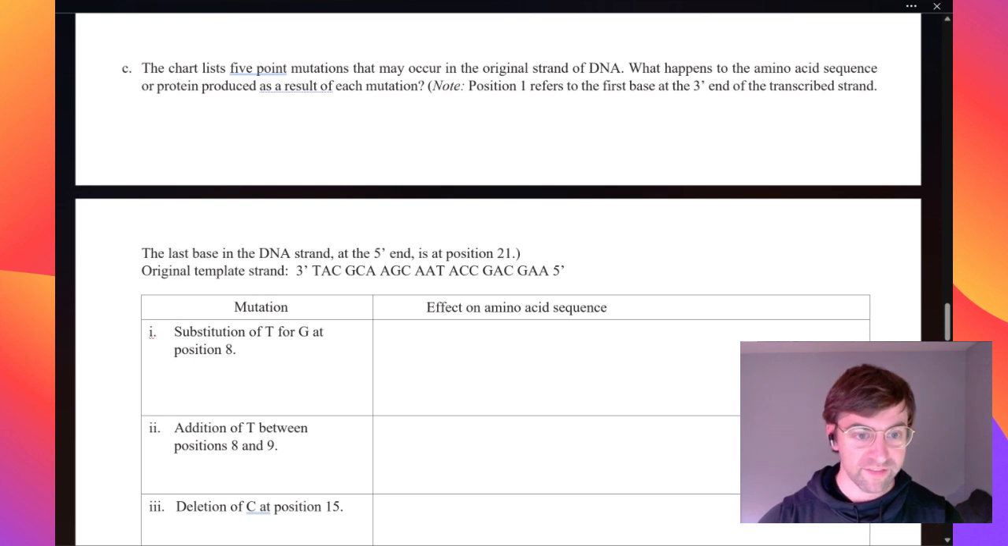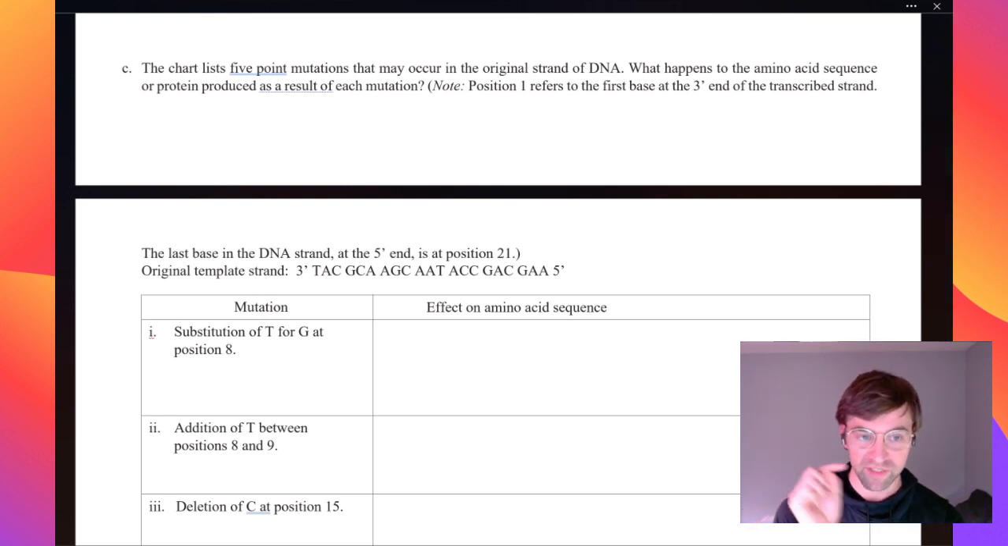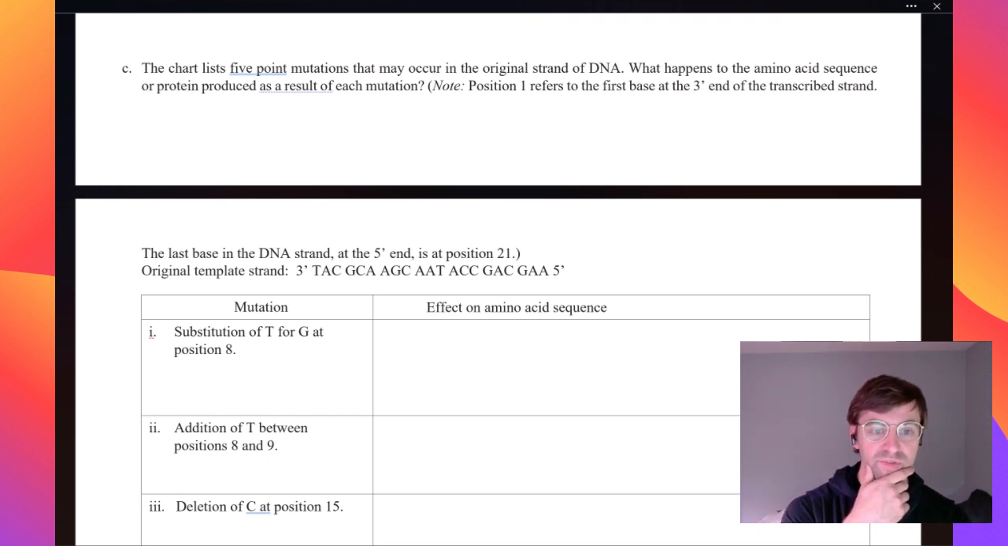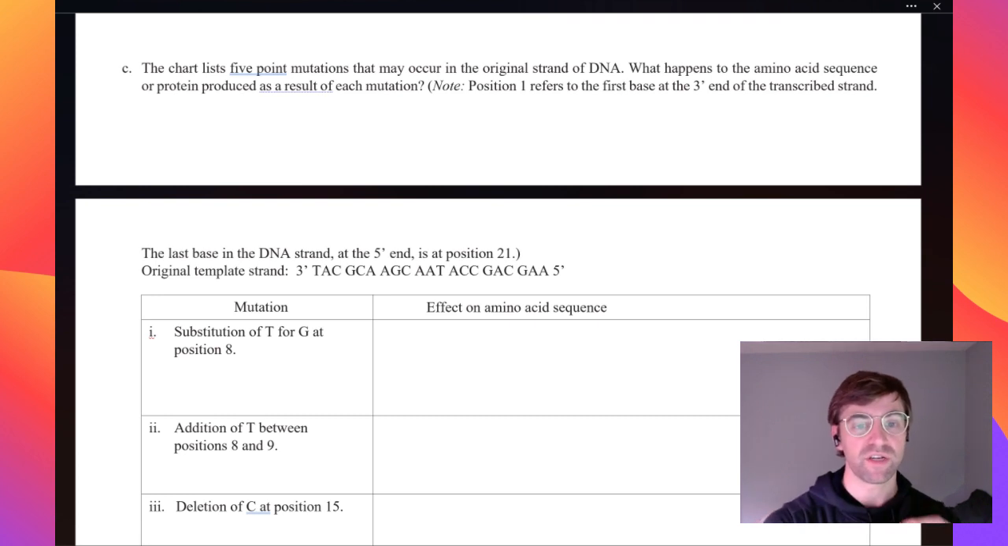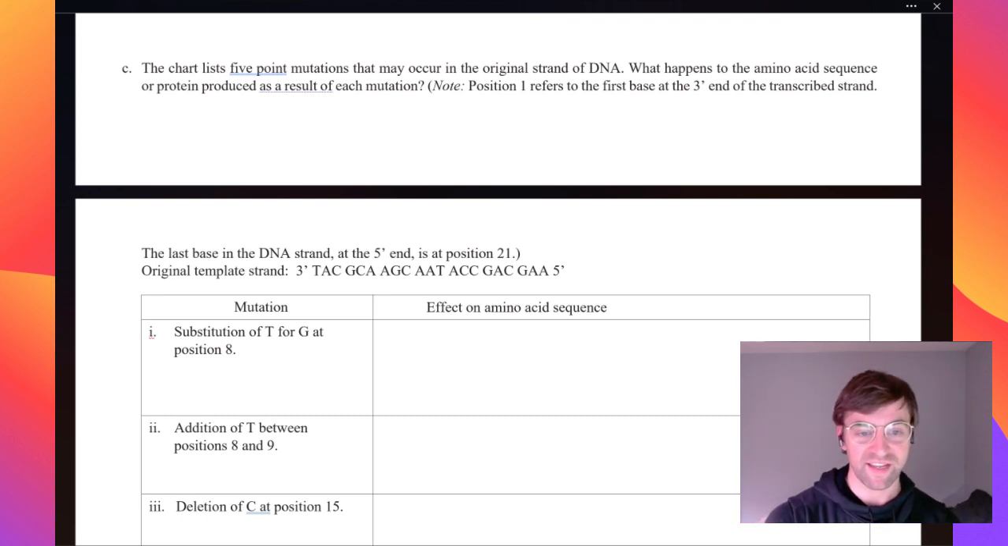The chart lists 5 point mutations, so points being individual points in a strand of DNA that may occur in an original strand of DNA. What happens to the amino acid sequence or protein produced as a result of each mutation? Note that position 1 refers to the first base at the 3' end of the transcribed strand. The last base in the DNA strand at the 5' end is position 21.